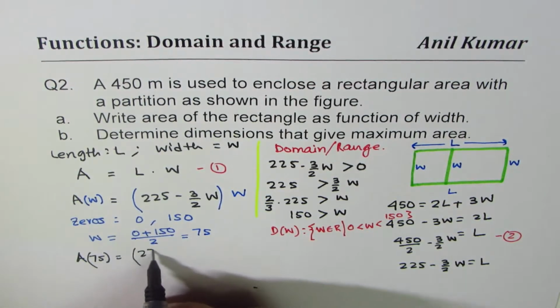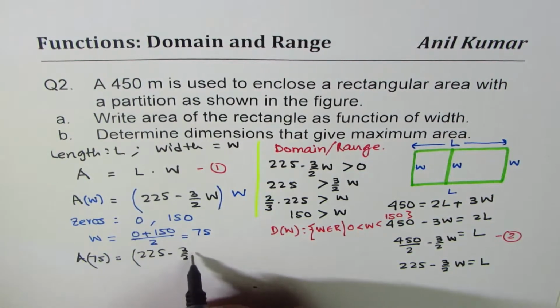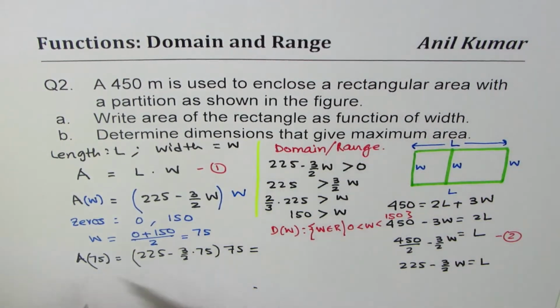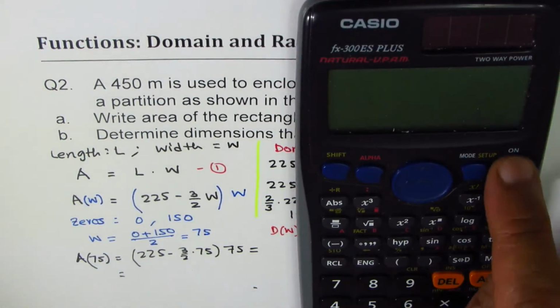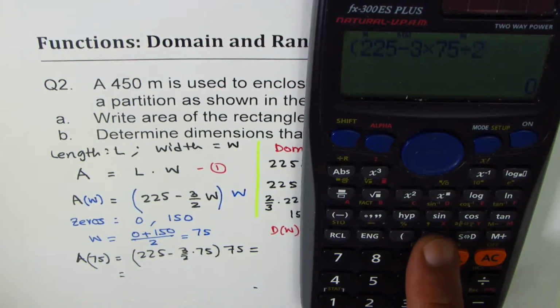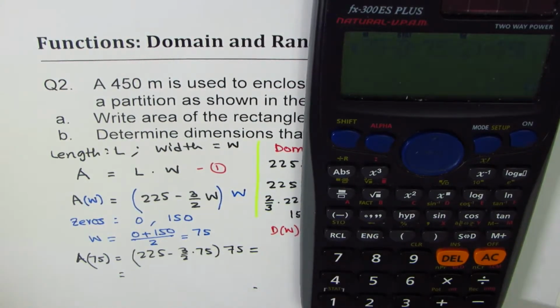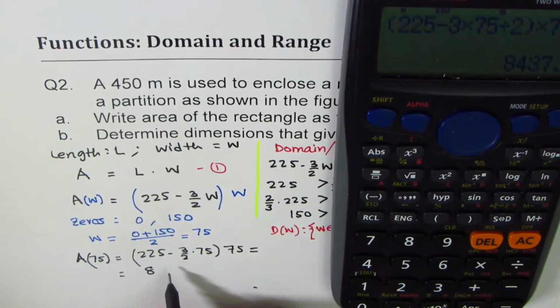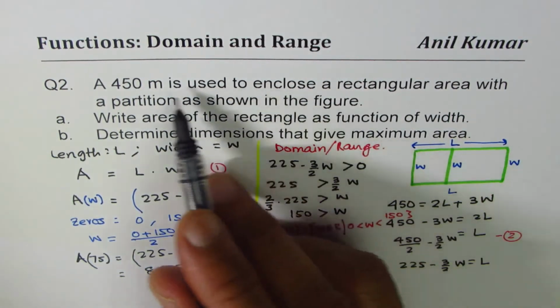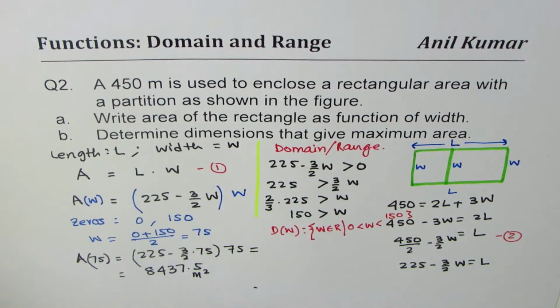So what we get here is 225 minus 3 over 2 times 75, times 75. Is it okay? So that gives us the area. So let's do this. It is within brackets 225 minus 3 times 75 divided by 2, bracket close, times 75 equal to, so we get area 8437. You can do your calculations. Sometimes my calculations can be wrong. Anyway, and the units will be meter square. Let's write down meter square for the units.